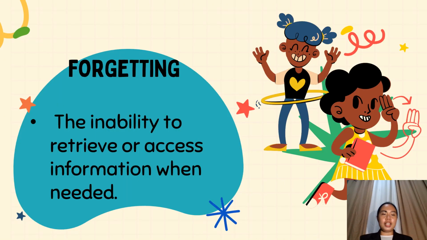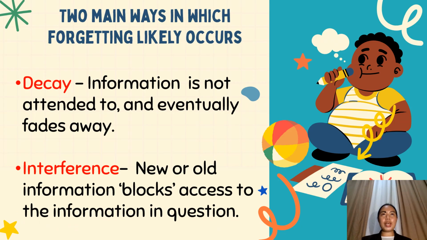Forgetting. Forgetting is the inability to retrieve or access information when it is needed. It's a normal part of how memory works, but it can happen for different reasons. So we have two main ways in which forgetting likely occurs: decay and interference.